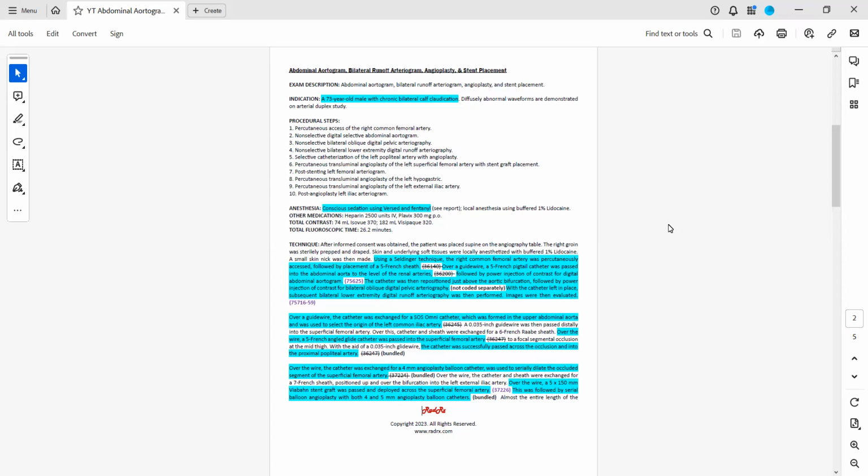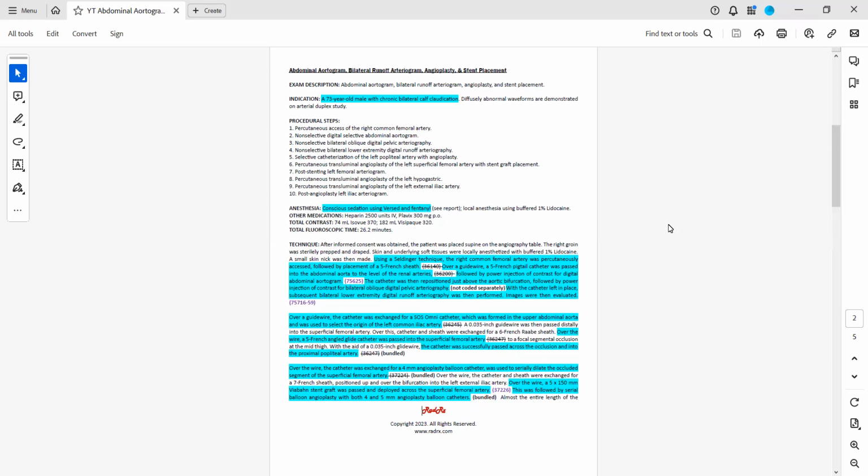It would not be appropriate to use the 75736 here because that's for selective pelvic imaging. So that kind of gets wrapped up in the abdominal aortogram and the bilateral extremity runoff that the physician is performing here. So let's go on and look at the intervention that was performed.